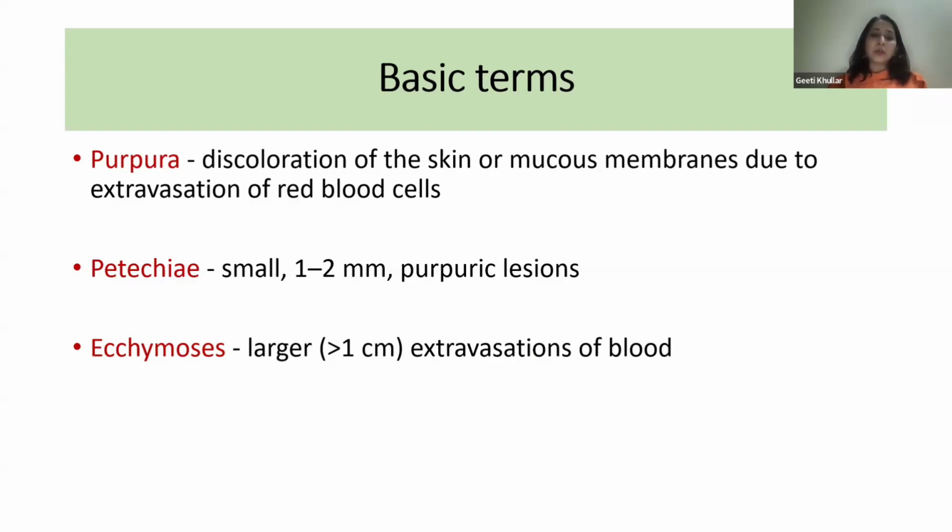Now, there are two other entities which are also commonly used. One is petechiae, which is a very small, 1 to 2 millimeter purpuric lesion. So it is again a discoloration, but it is very small, less than 1 or 2 millimeters. And ecchymosis, on the other hand, because of the size, is more than 1 centimeter, and again due to the extravasation of blood. So these are the terms that we commonly use. We will be restricting ourselves to purpura. Of course, we know petechiae when they are because of thrombocytopenia and other causes, and ecchymosis also when there are larger areas involved, like more than 1 centimeter.